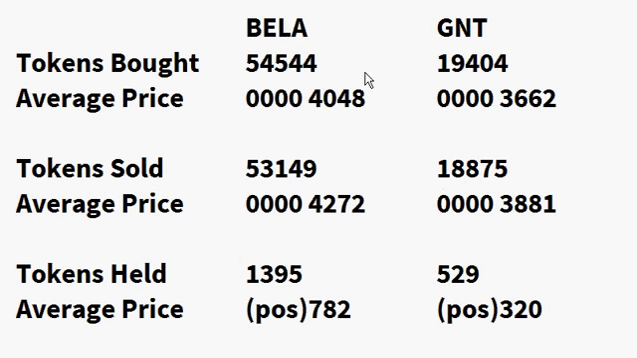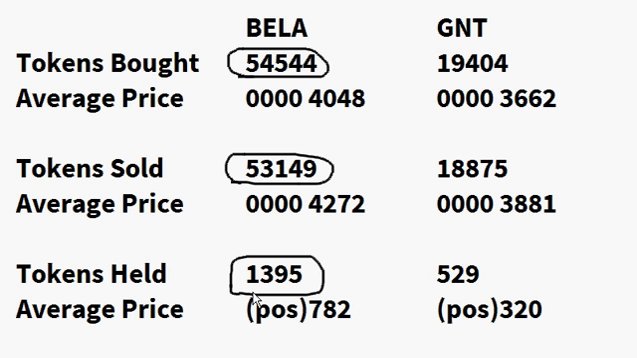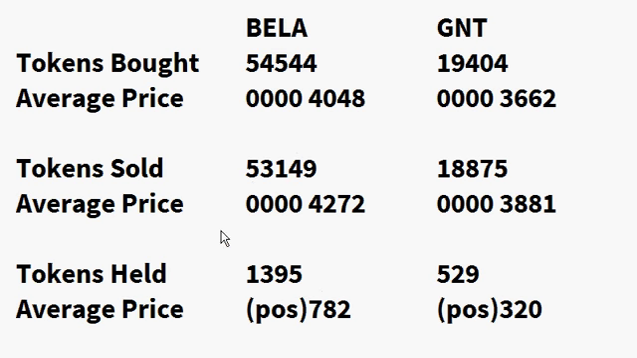Bella and GNT. Bella was the first one that I started this with. And I've accumulated well over 54,000 shares, selling back 53,000 of them, while I have almost 1,400 in my possession right now. My average buy price, we can see there's the gain. That's about 225 basis points. Pretty good.